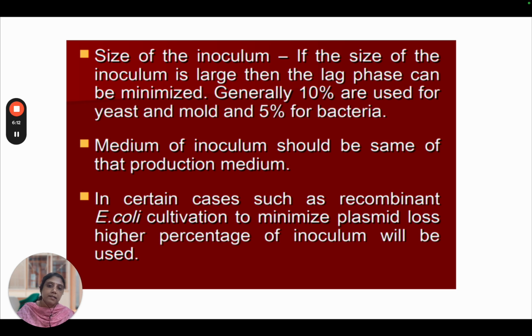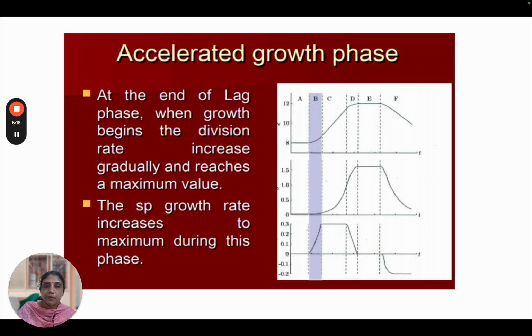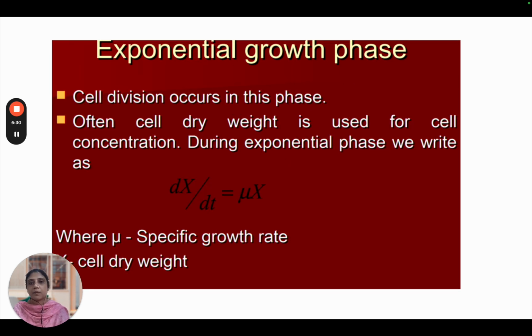In certain cases, such as recombinant E. coli, this can also be used to reduce the lag phase. Then the next one is the accelerated growth phase. At the end of the lag phase, when growth begins, the division rate increases gradually and reaches a maximum value. The specific growth rate increases to maximum during this phase. And the exponential growth phase is nothing but the log phase.